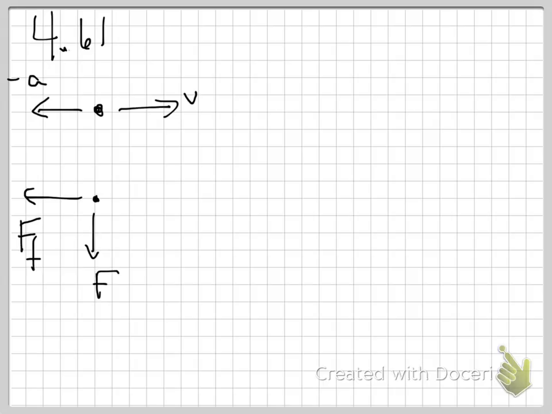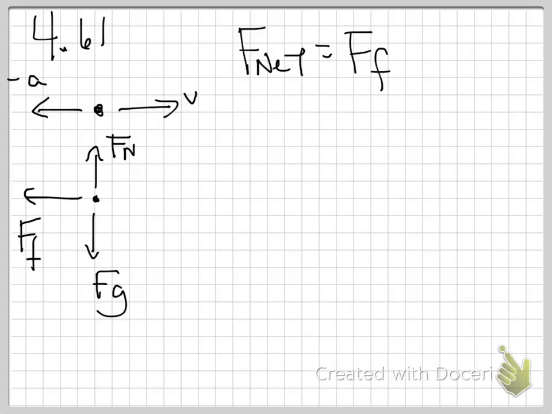So if you think of the car, draw a free body diagram, it's going forward with some velocity, but it's decelerating backwards, or accelerating backwards, excuse me, so it's a negative acceleration. That means there's a net force in that direction, and if I draw a free body diagram, you have the friction force that's that way, Fg there, and Fn there. So F net is the friction force.